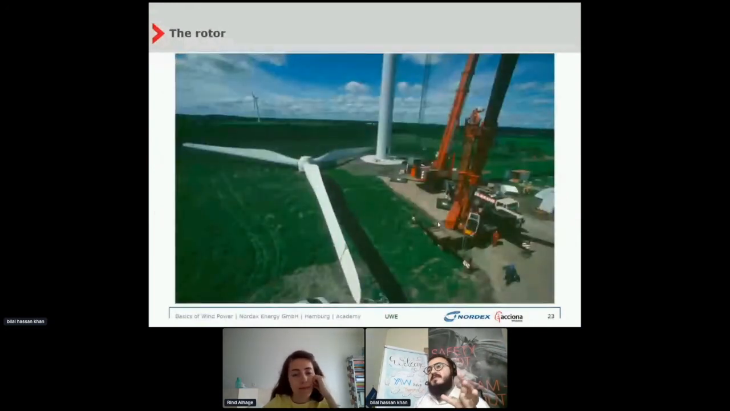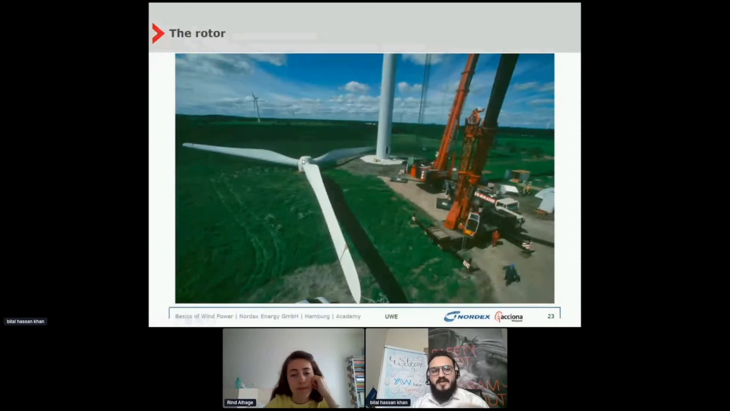After the tower section, let's talk about the rotor. The rotor basically consists of two parts: the blades, of which we have three in the rotor, and the center part. Here we have a hub, the center one.